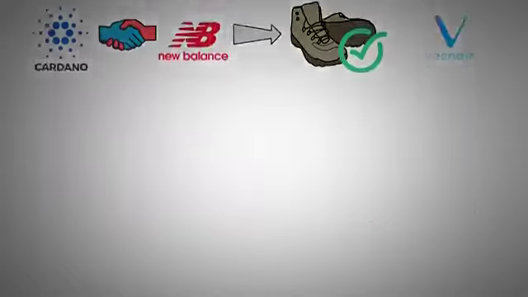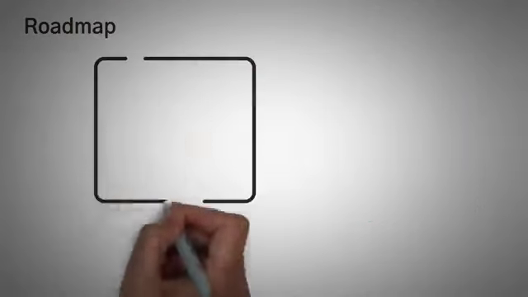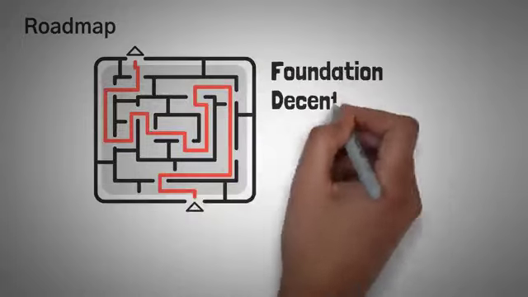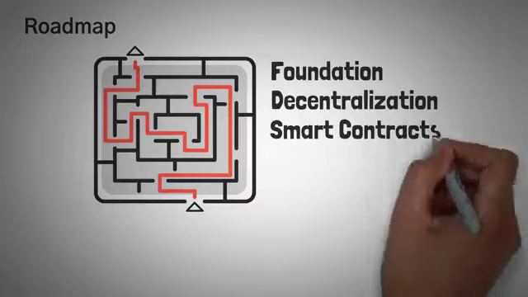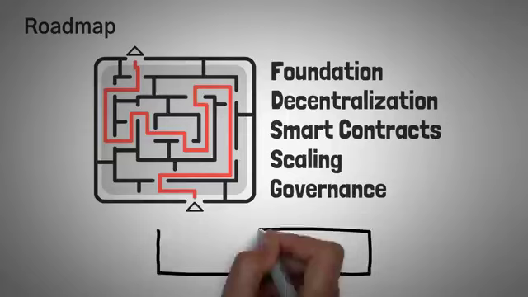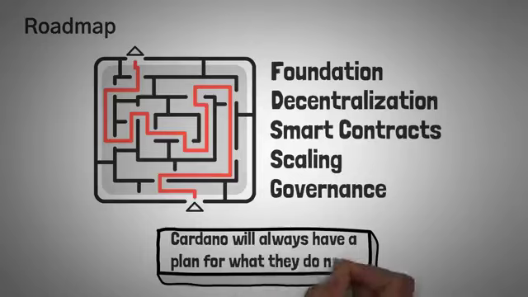As a methodical and precise organization, IOHK has released a roadmap for Cardano's future, which includes 5 eras: foundation, decentralization, smart contracts, scaling, and then governance, which you could actually read the roadmap if you'd like. Each of these eras takes on a new challenge, and it adds new products and features to Cardano's capabilities. It's safe to say that regardless of any future utility, Cardano will always have a plan for what they do next.